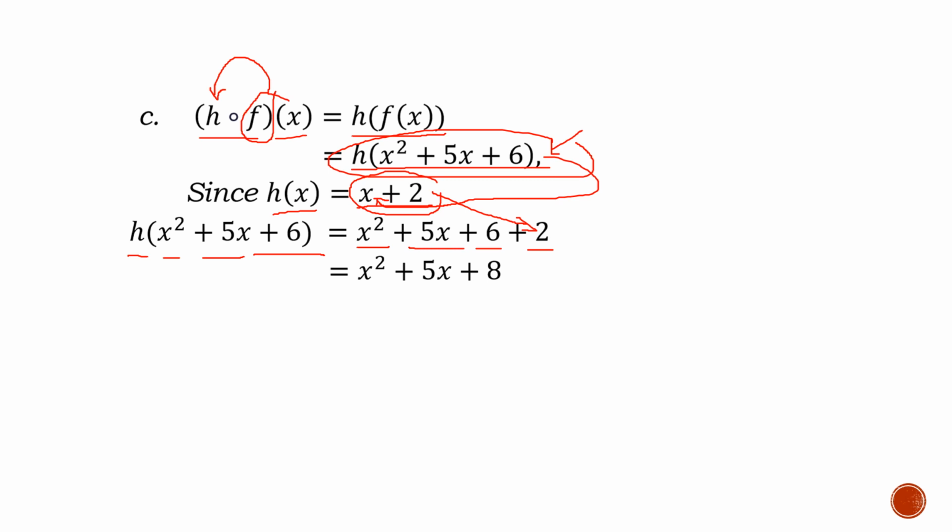Then we simplify. So x squared, we copy your 5x. There is no other term with the same exponent as x squared or 5x. Then we add these two positive numbers, which are 6 and 2. It becomes positive 8. So our final answer is x squared plus 5x plus 8. That will be your answer for h composite of f of x.